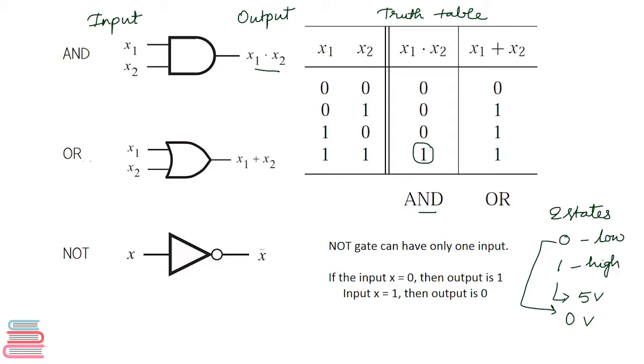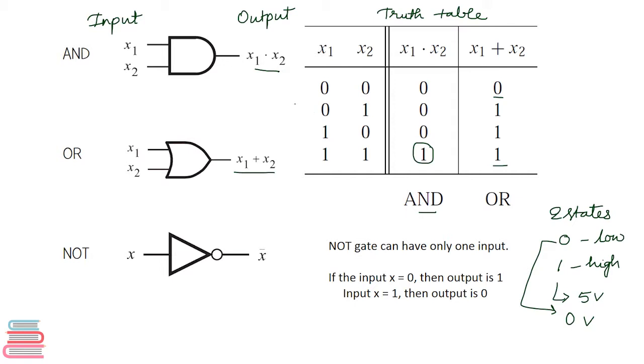And coming to the OR gate, the OR gate is denoted by a plus symbol, and the output is high if at least one input is high. So here if we see in the truth table, the output is low if both the inputs are low. In all the other cases, it's high.